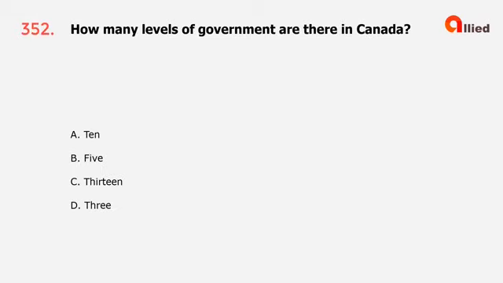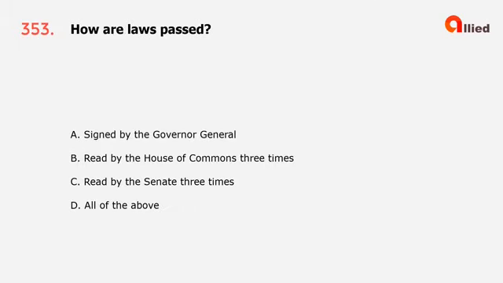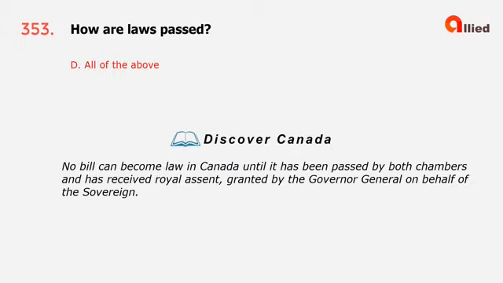Question 352. How many levels of government are there in Canada? A. 10. B. 5. C. 13. D. 3. The answer is D. 3. Question 353. How are laws passed? A. Signed by the Governor-General. B. Read by the House of Commons 3 times. C. Read by the Senate 3 times. D. All of the above. The answer is D. All of the above.